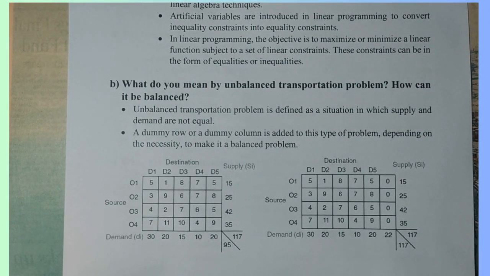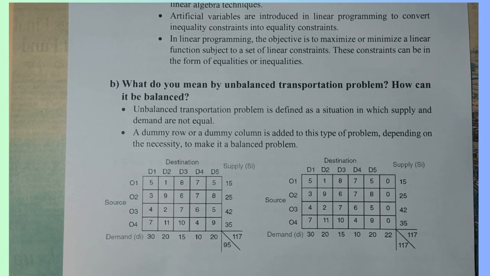What do you mean by unbalanced transportation problem and how can it be balanced? So unbalanced transportation problem is defined as the situation in which supply and demand are not equal. That means total supply is not equal to total demand. So in that case, to convert an unbalanced transportation problem, a dummy row or a dummy column is added to this type of problem, depending upon the necessity, to make it a balanced problem.